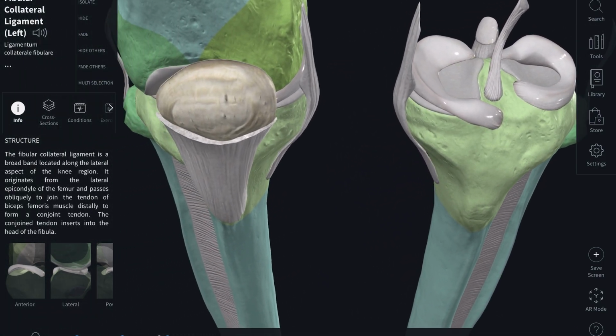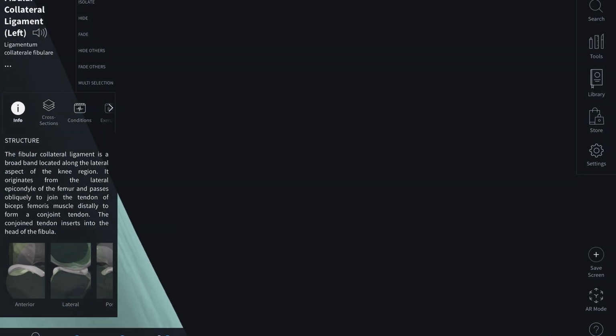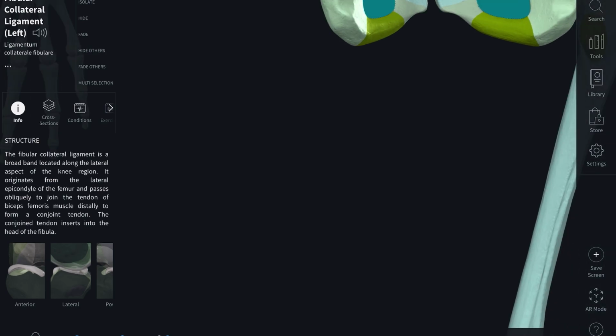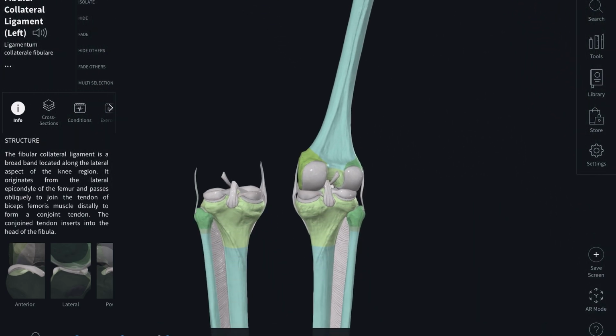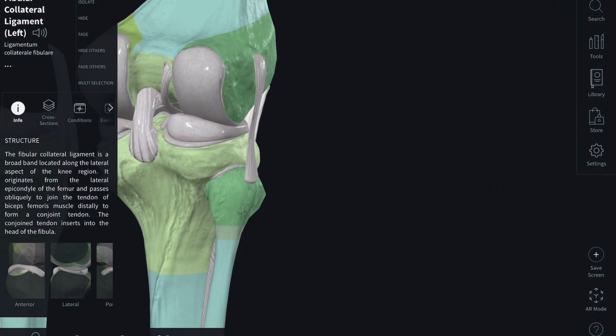Now let's look at this other knee. Oh, lost it. Sorry. Come down. There we go.